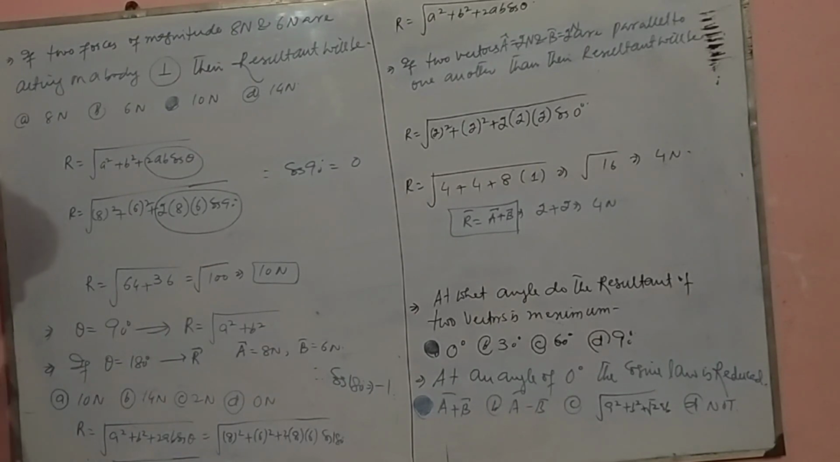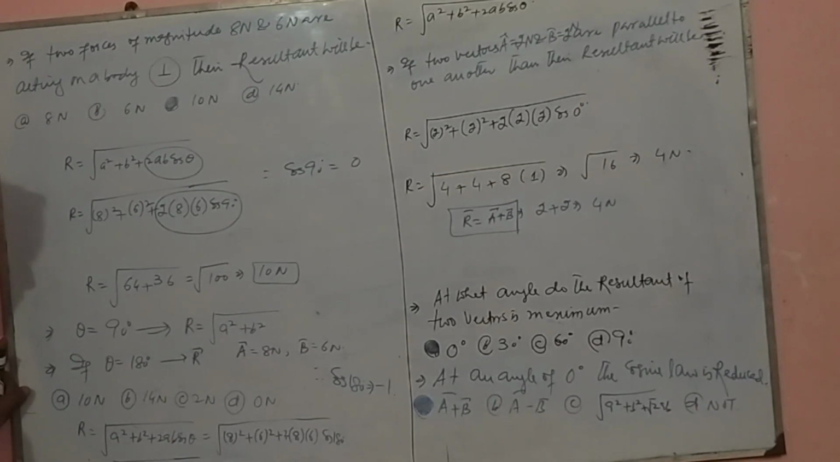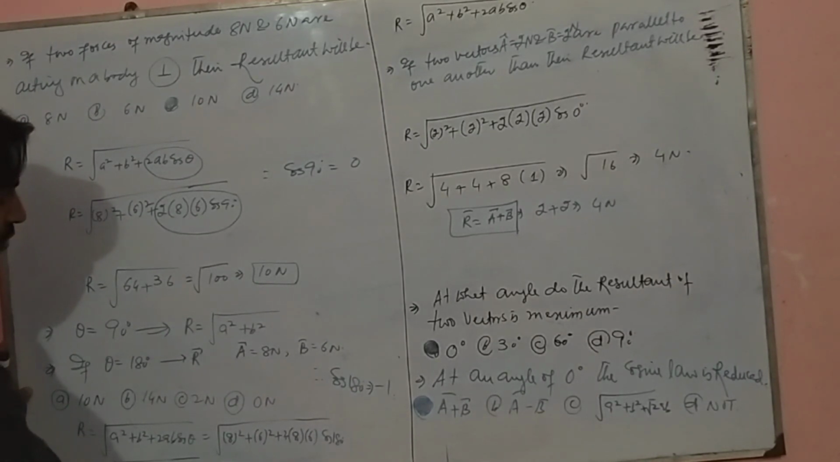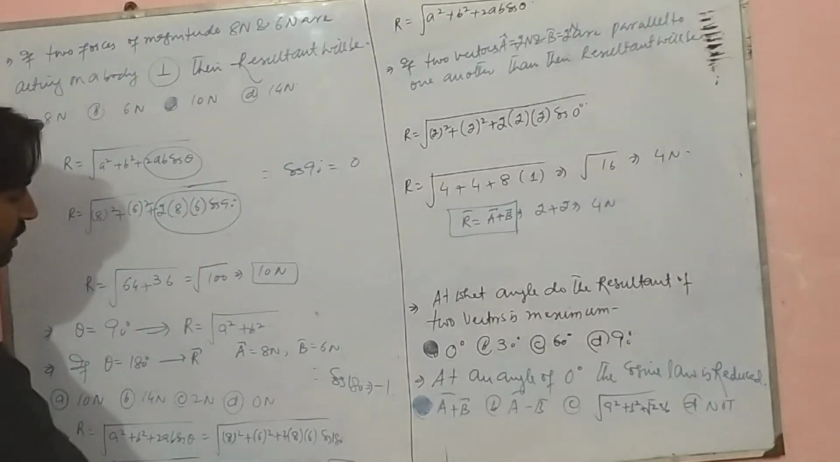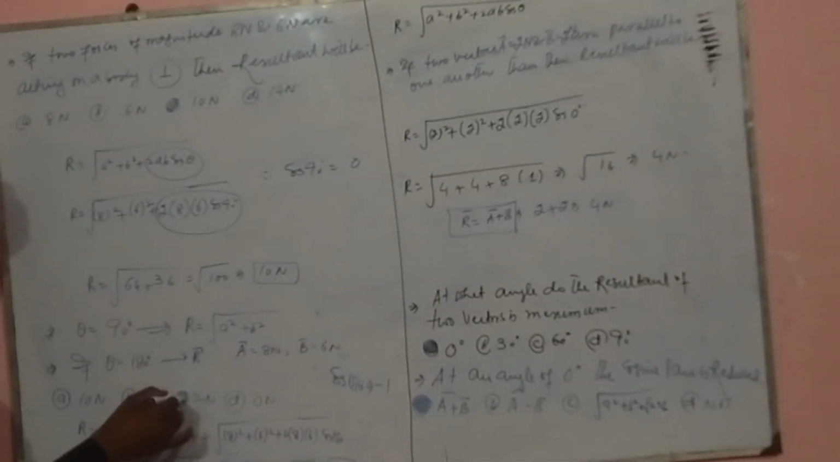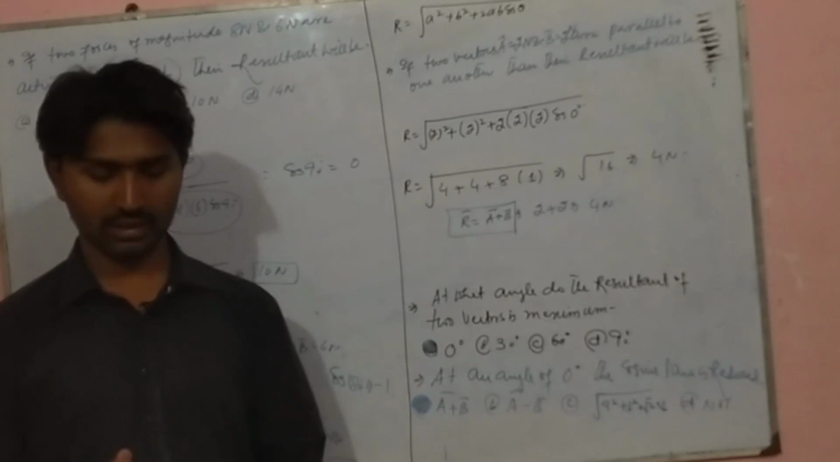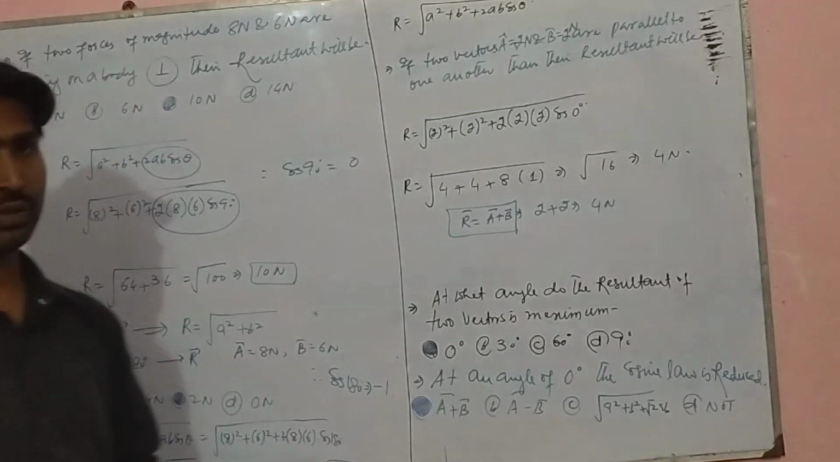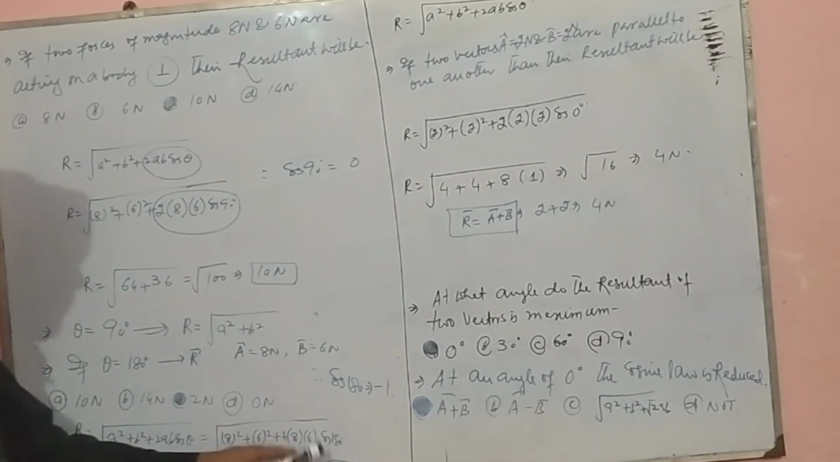We will get 64 plus 36. This will be equal to 100, and -1 into 96 will be -96. So 100 minus 96, we get 4, and the square root of 4 is equal to 2 Newton. So 2 Newton is the correct answer. If we are given two vectors 8 Newton and 6 Newton acting at 180 degree to each other, then their resultant will be 2 Newton, and the resultant is minimum.